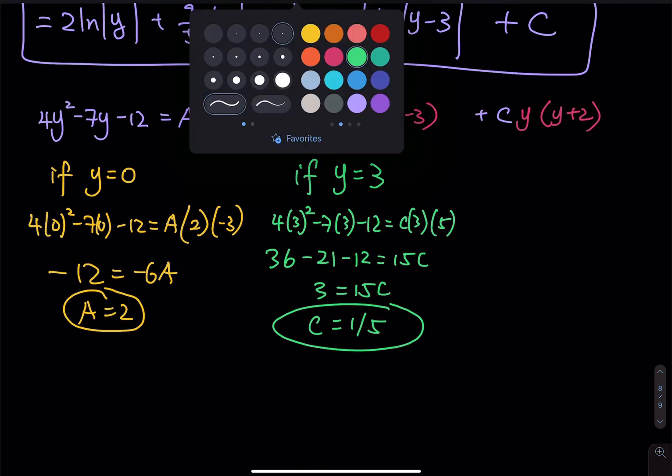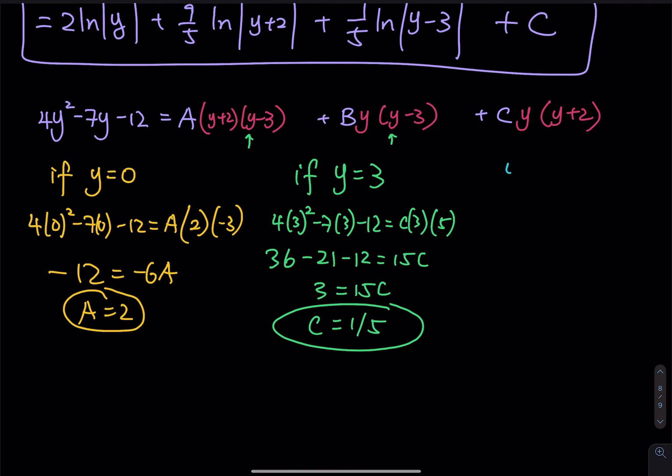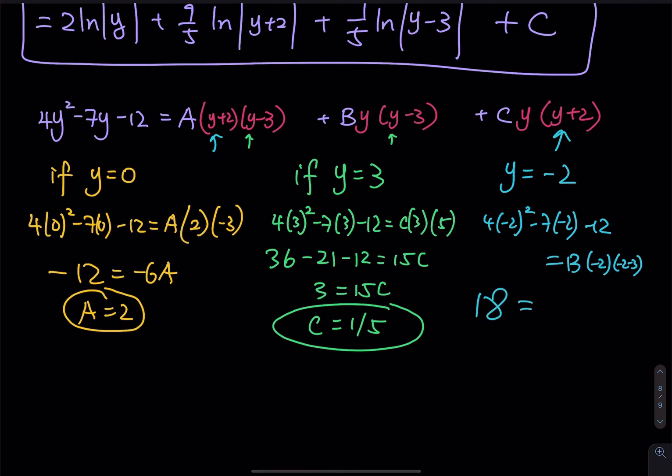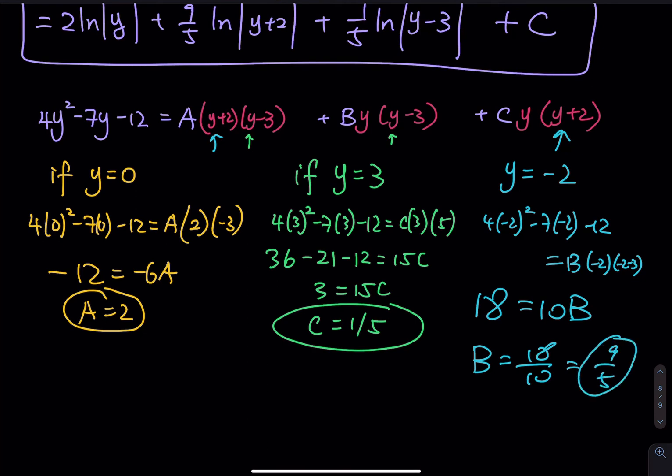And then the last one, let's take care of the last one. So the last one is, what if y is equal to -2? So when y is equal to -2, this is gone, this is gone. So the A and the C, they are both gone. So you have 4 times -2 squared minus 7 times -2 and then minus 12. That is equal to, you only keep the B, right? So that will be B times -2 and then times -2 minus 3. So on the left hand side you have 18. On the right hand side you have 10B, and then B is equal to 18 divided by 10. That is 9/5. So if you use this method, you can get the A, B, and C without doing any crazy algebra and solve any crazy system of linear equations.